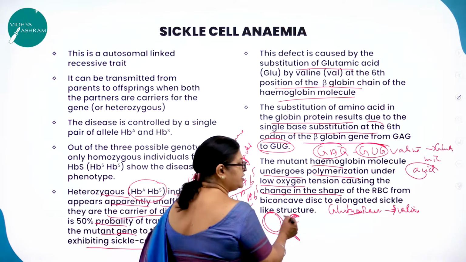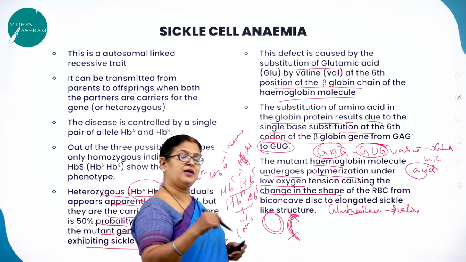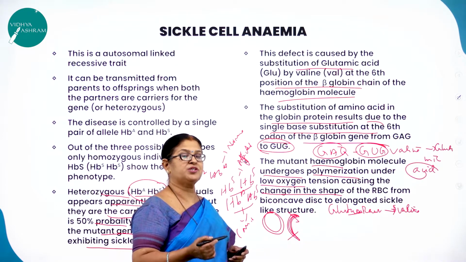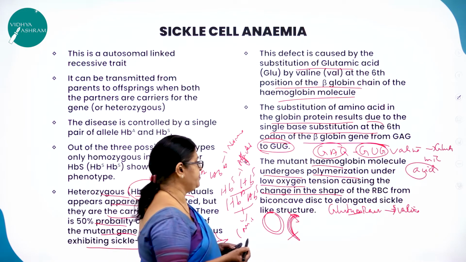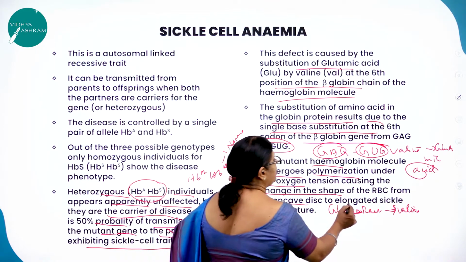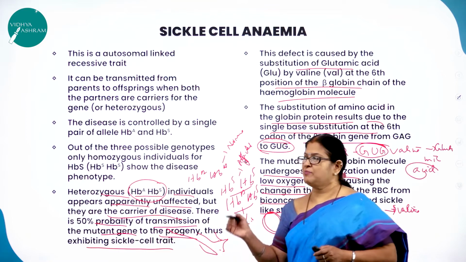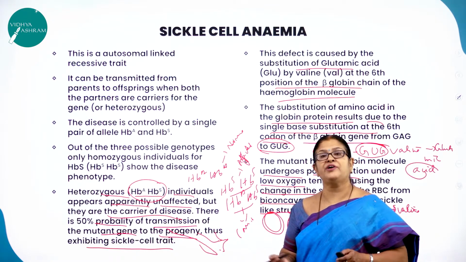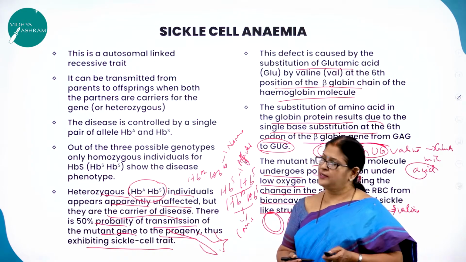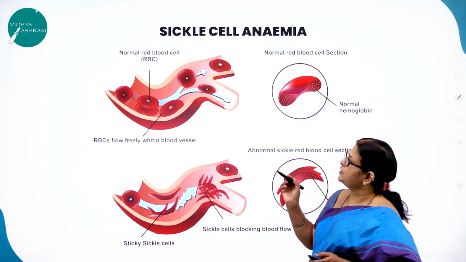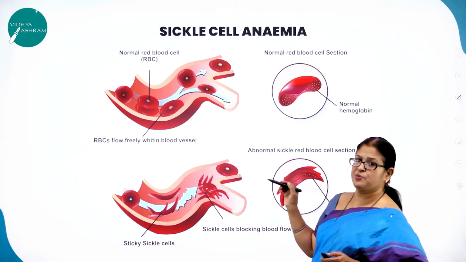Obviously, when you can see the sickle shape, and it passes through the blood vessel, it is going to cut or rupture the blood vessel, leading to what? Anemia. So biconcave disc to elongated sickle-like structure. That is all about sickle cell anemia. This is also very important from the examination point of view, which is quite commonly asked in the exam. Here you can see about sickle cell anemia with this beautiful picture.